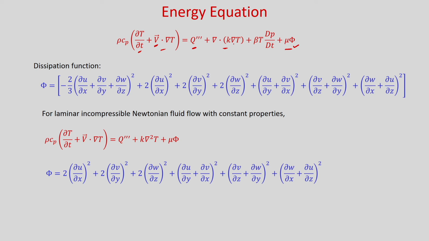And you can see for laminar incompressible Newtonian fluid flow with constant properties, you can write this equation because of constant properties. So, k you can take it outside, and you can see for incompressible flow velocity will be low. So, this term you can neglect, and in general you can write this equation with these assumptions, where in the dissipation function this is the term you can neglect because for incompressible flow divergence of v will be 0, that means del u by del x plus del v by del y plus del w by del z will be 0. So, dropping this term you can write the dissipation function as this.